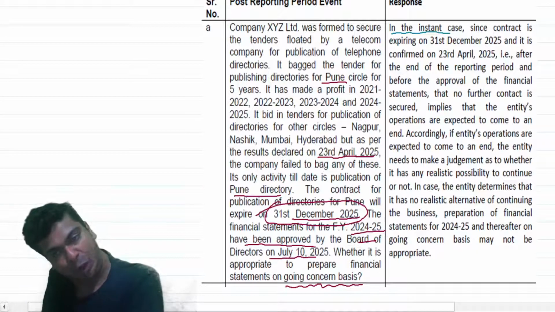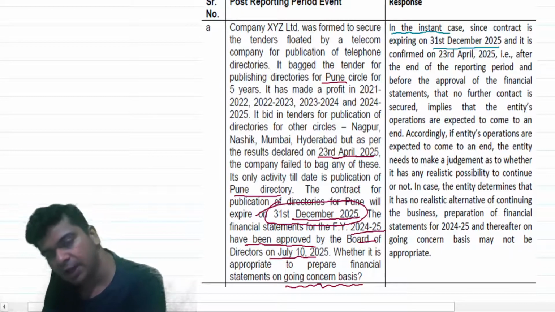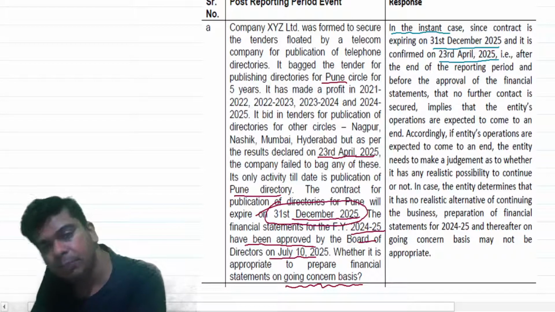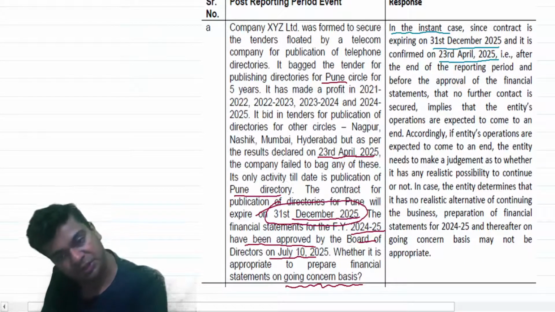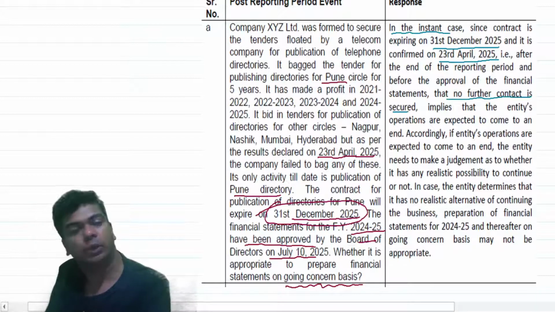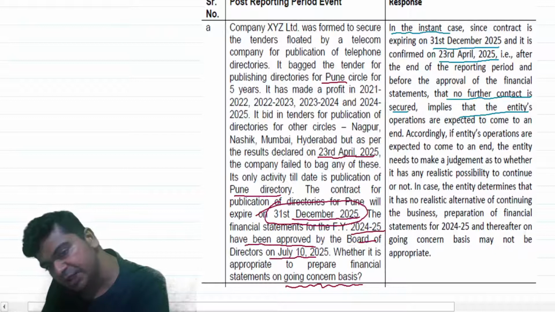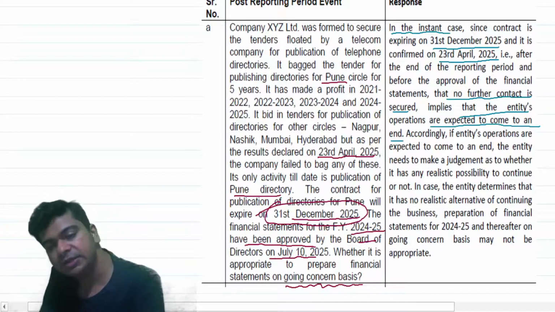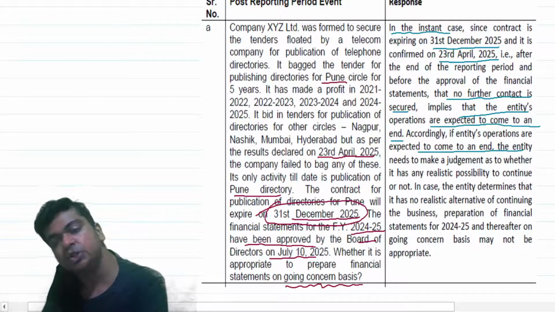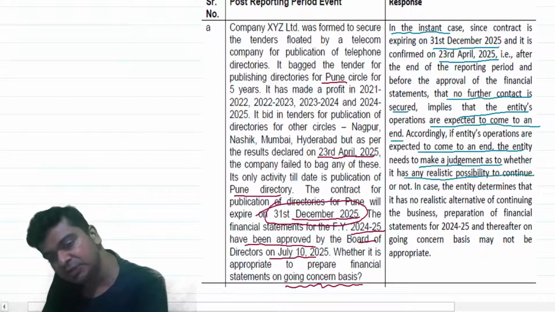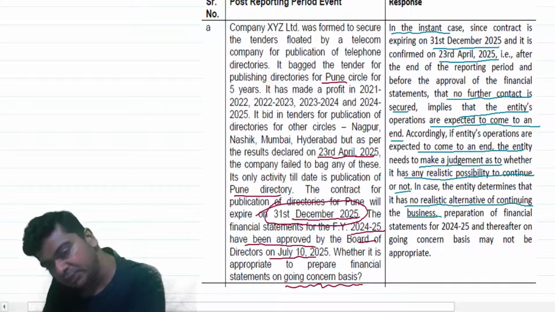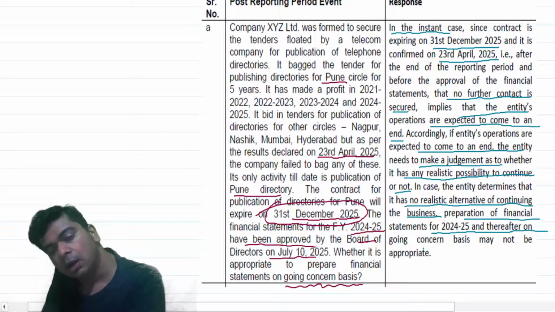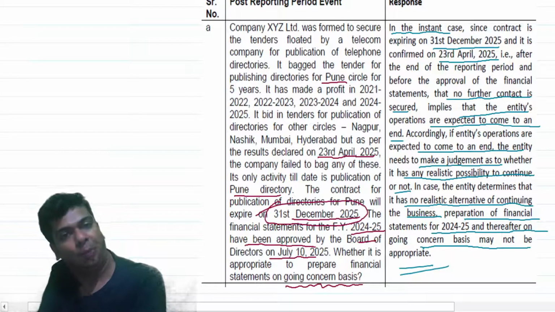In the instant case, since the contract is expiring on 31st December 2025 and it is confirmed on 23rd April 2025, that is after the end of the reporting period, before the approval of the financial statements, that no further contract is secured, this implies that the entity's operations are expected to come to an end. Accordingly, the entity needs to make a judgment as to whether it has any realistic possibility to continue or not. In case the entity determines it has no realistic alternative of continuing the business, preparation of financial statements for 2024-25 and thereafter on going concern basis may not be appropriate.